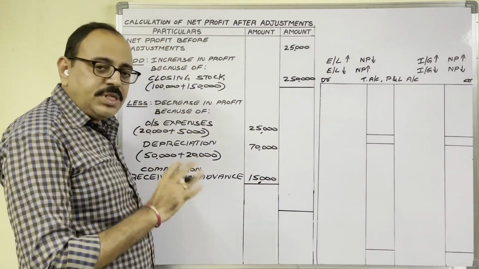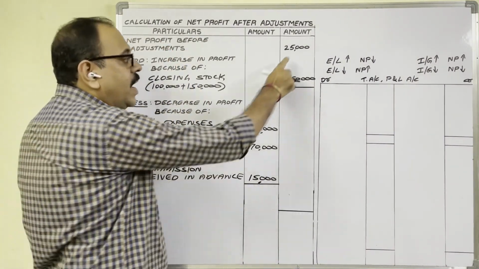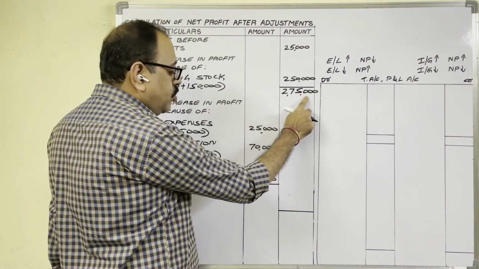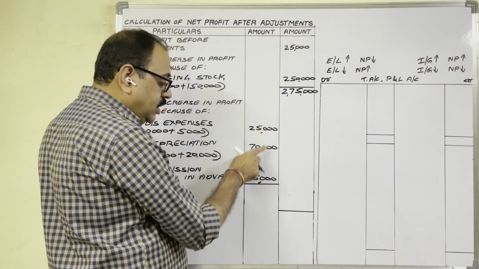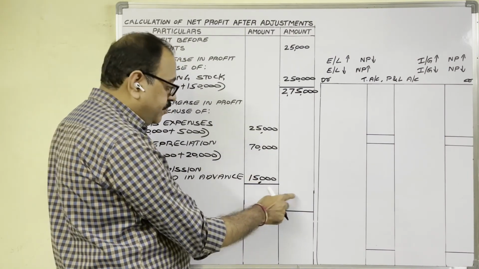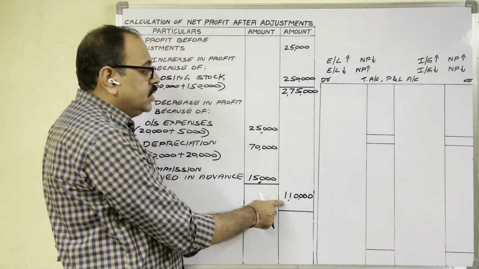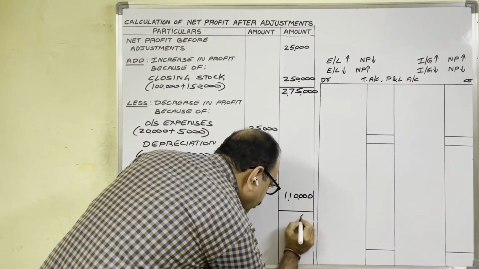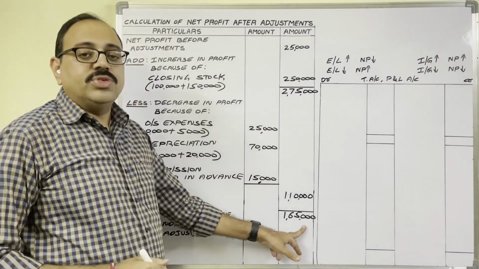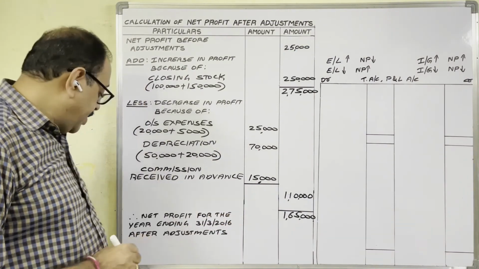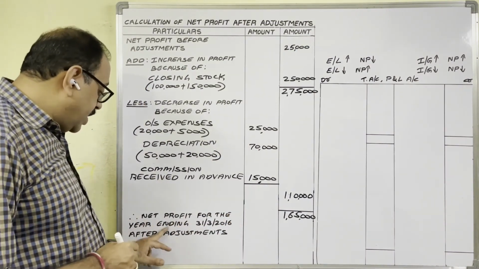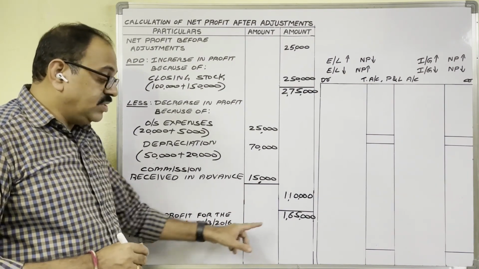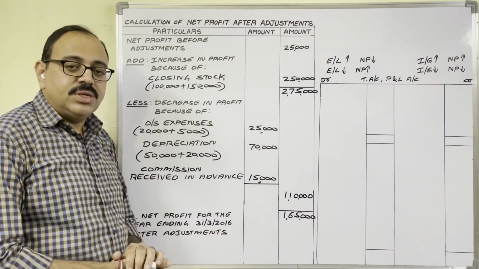So all adjustments we have written. Finally, add these two amounts and write down the total here: 2,75,000 rupees, minus these three amounts, total in the outer column, 1,10,000 rupees. 2,75,000 minus 1,10,000 is equal to 1,65,000 rupees. Therefore, net profit for the year ending 31st March 2016 after adjustments is 1,65,000 rupees.